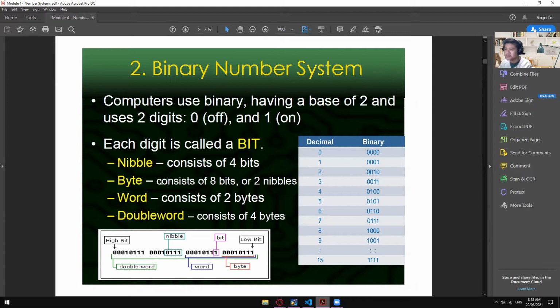Anyway, so after byte, okay, so having 2 bytes, which is equal to 16-bit, we call that one word. Okay, so this might be super new to you guys.